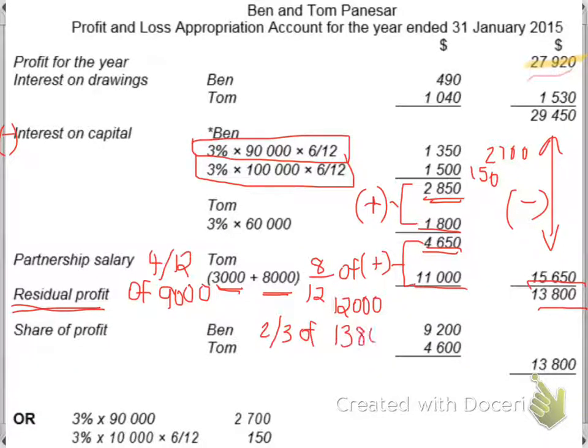13,800. We get 9,200. And even if they don't give the ratio for Tom, we know that the ratio will be 1 by 3 of 13,800, and we get 4,600. So then we can add these two amounts and find out that we again get the same residual profit. So your answer is correct. And this is how we do a profit and loss appropriation account.